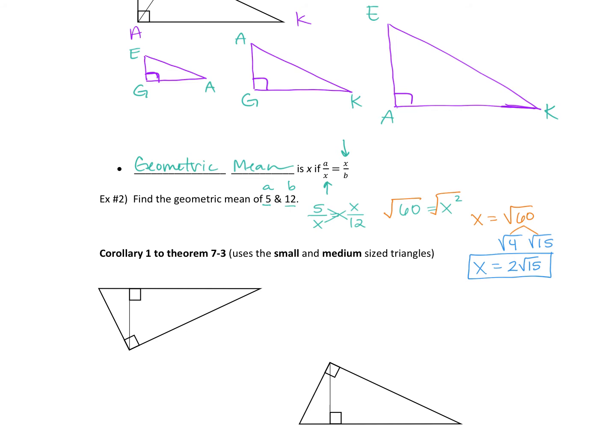Okay, so here's what happens. There's a corollary to that first 7-3 theorem that we talked about. This one uses the smallest triangle and the medium-sized triangle to set up a geometric mean type situation, okay? Here's how it works.